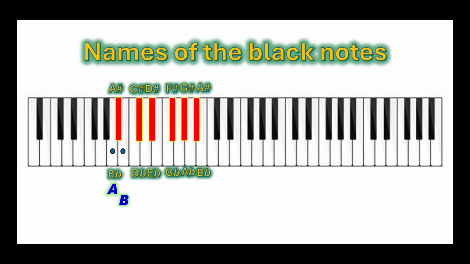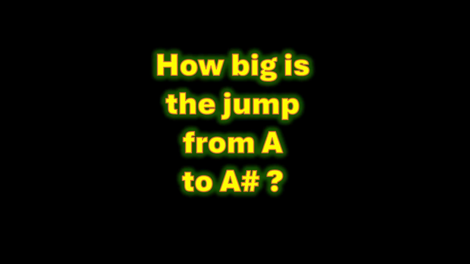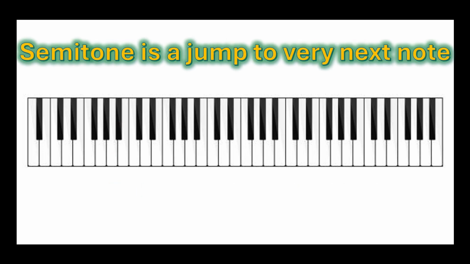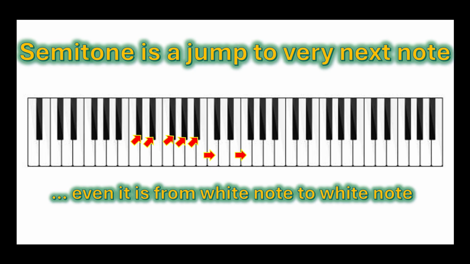Okay, so now we know the names of the black notes, let's talk about the intervals. So how big is the jump from A to A sharp? Do you know the name for that? It's a semitone. A semitone is the smallest gap between any two notes. It's a jump from any note to the very next note. It doesn't have to be from a white note to a black note. It can be from a black note to a white note, or even when there's two white notes next to each other with no black note in between, then the gap between those two white notes is a semitone.